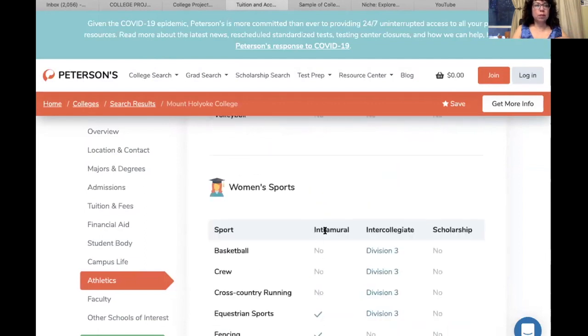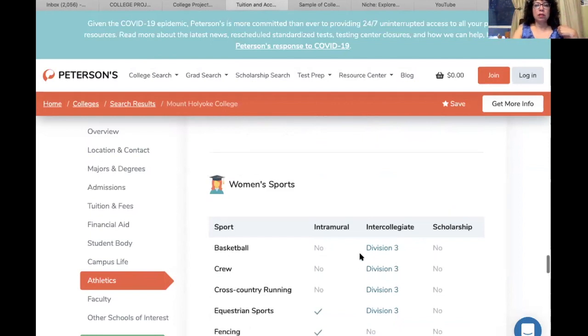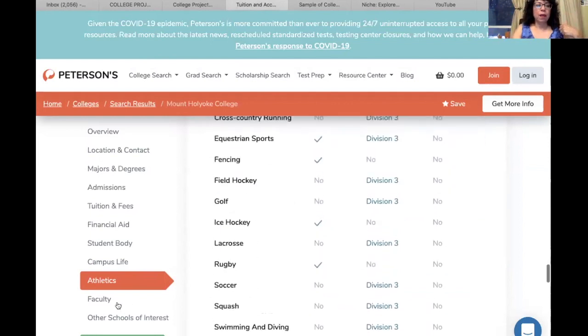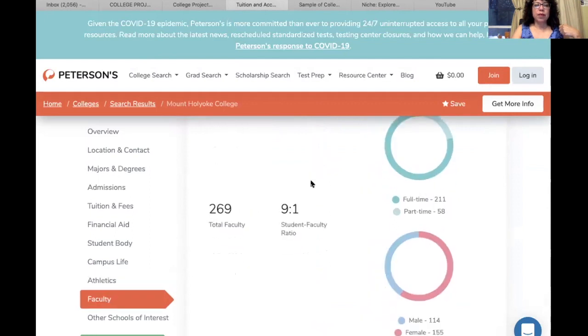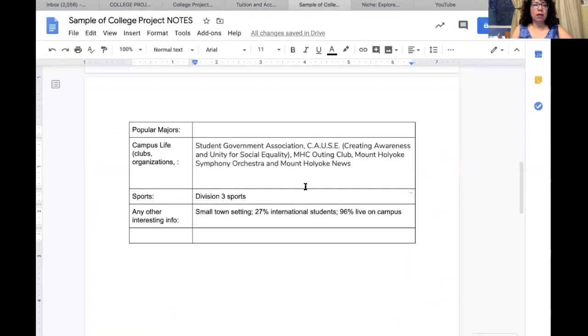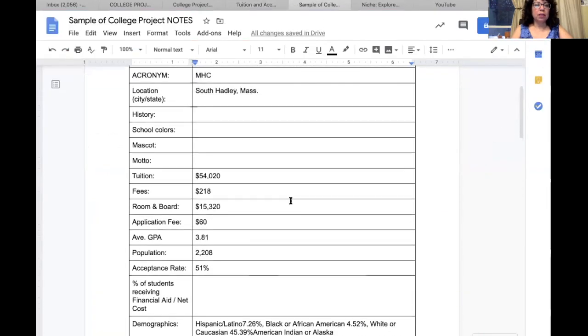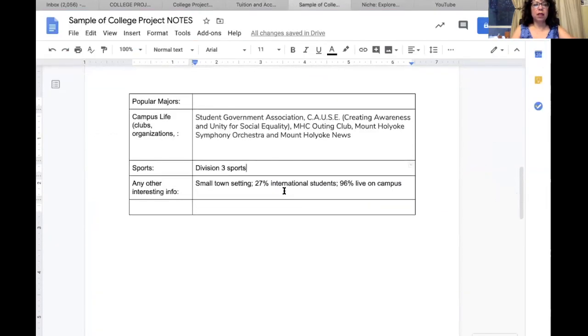Intramural means between other teams at your school. Intercollegiate means against other schools, so the sports against different schools. Faculty means professors. This is kind of important. Your student-faculty ratio. Wow. I don't think I put that in here because it's not on all of them, but it's okay. We'll say that down here.